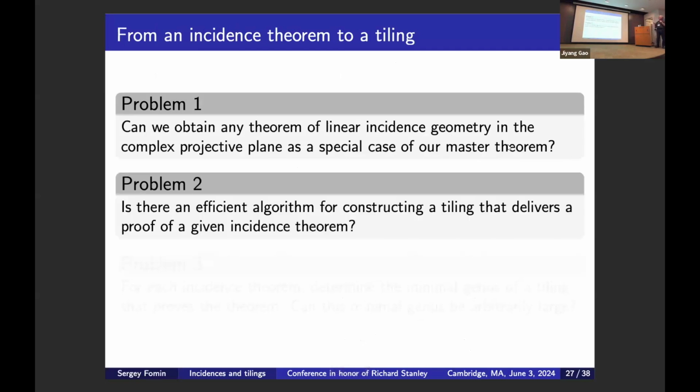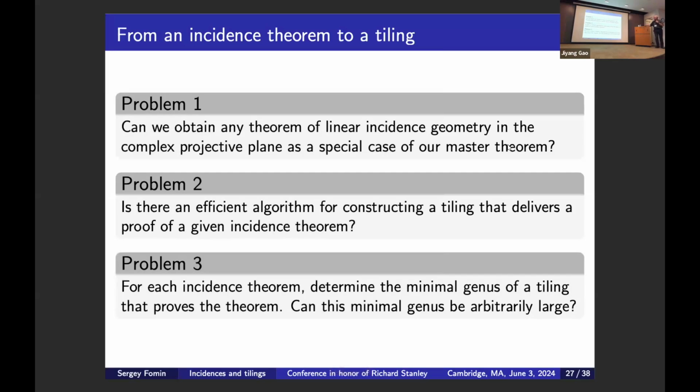Problem 2. Is there an efficient algorithm for constructing a tiling that delivers a proof? We already discussed this. There is strong evidence that such an algorithm doesn't exist, suggested by the obvious universality and Mnev-type settler phenomena.